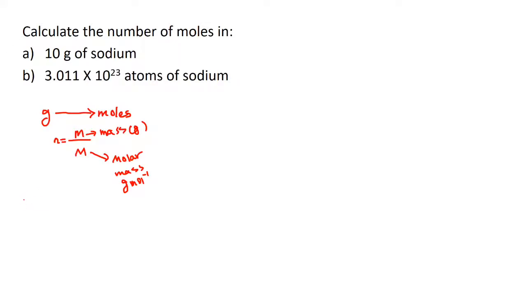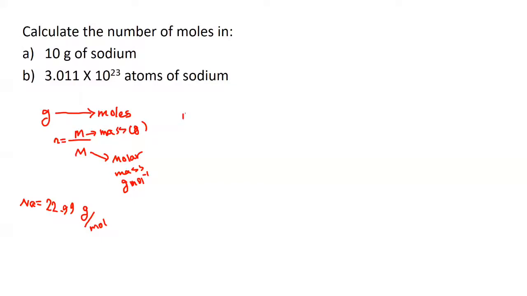The atomic mass of sodium, if you look at the periodic table, is equal to 22.99. This is the number that you can see in the periodic table. It means 1 mole of sodium atoms is 22.99 grams, so let's say 22.99 grams per mole. Right now we can answer our question.